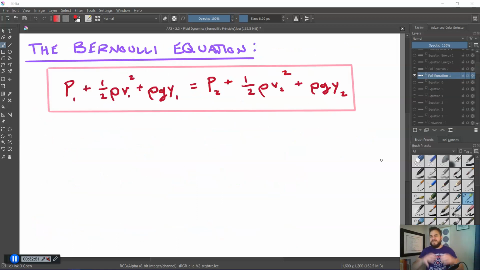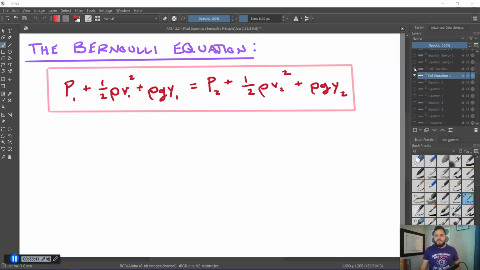So that leaves us with this seemingly long and kind of convoluted equation called the Bernoulli equation, which was not discovered by Daniel Bernoulli, but named for him because of his work on the Bernoulli effect. It is P1 plus 1/2 rho V1 squared plus rho gY1 equals P2 plus 1/2 rho V2 squared plus rho gY2. Okay.